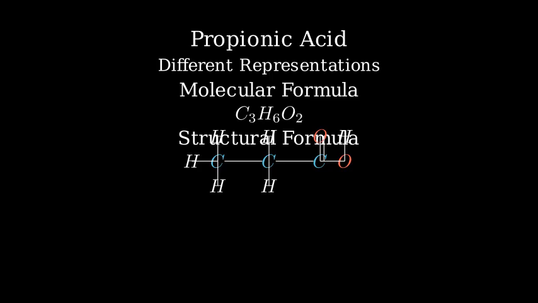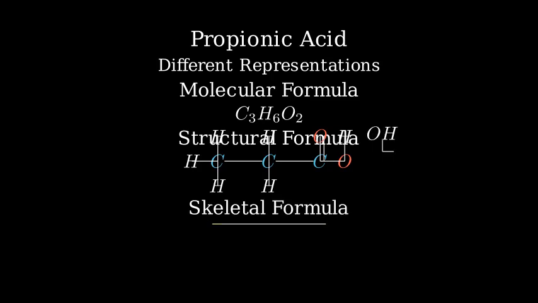Finally, let's look at the skeletal formula, which is the most simplified version. Here, we don't show the carbon atoms or most hydrogens explicitly. Each line represents a bond between carbons, and we only show the carboxyl group, OH, explicitly.